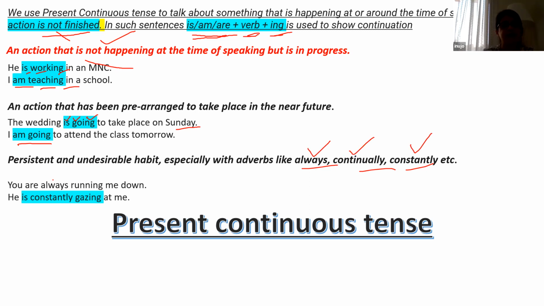So what is it here, children? Always is your adverb, are plus run plus ing, are plus always plus run plus ing. Whenever there is an undesirable habit, especially with adverbs like always, continually and constantly, etc., there you use present continuous tense. He is constantly gazing at me. He is constantly staring at me. Constantly is your adverb. Gaze, G-A-Z-E, is your verb plus ing.